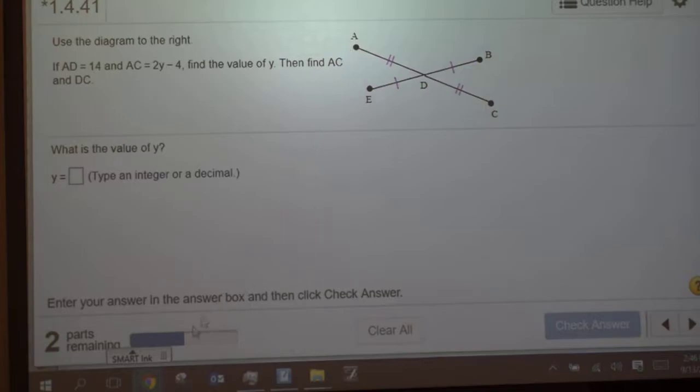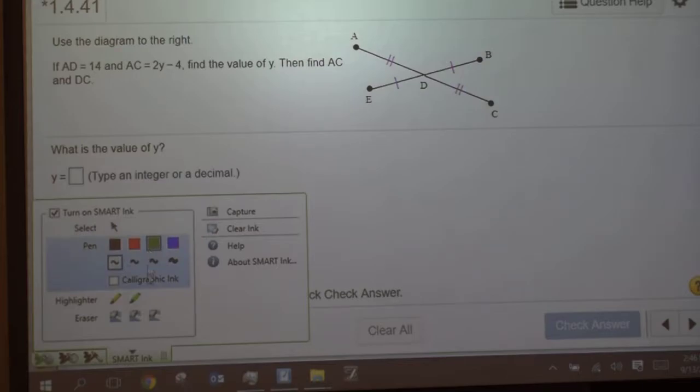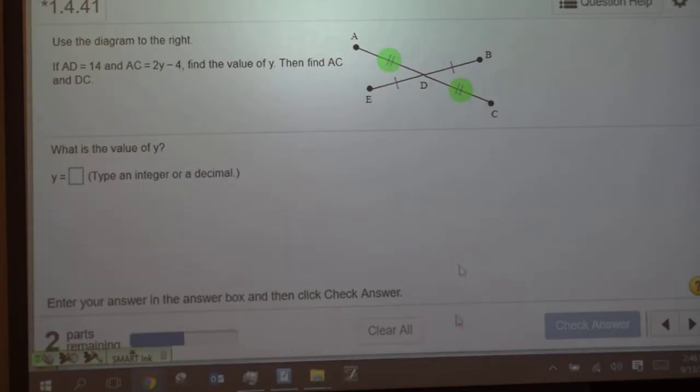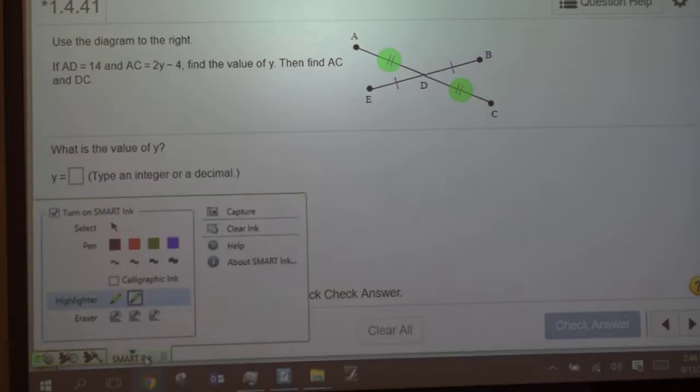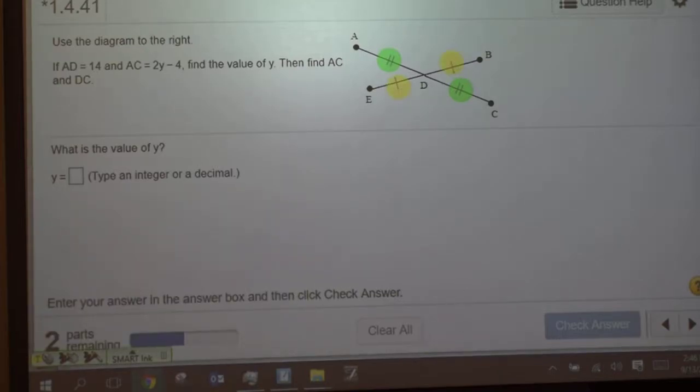needed to. If we look at that one, I want to talk about these parts that they give me. They give me AD and AC. Before we do anything, what does that mark and that mark tell me? They're congruent. So that tells me their distances are equal, right? What does that mark and that mark tell me? They're congruent. Now, because that one has 2 and that one has 1, a green mark and a yellow mark, are they congruent? No, they're different.